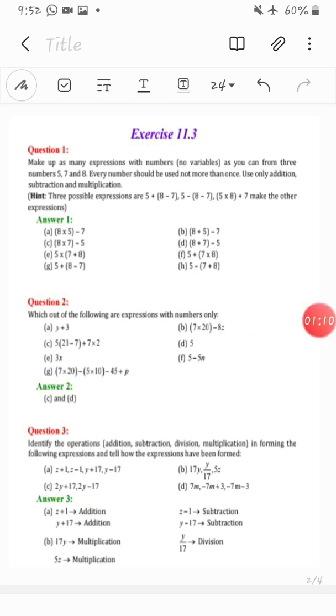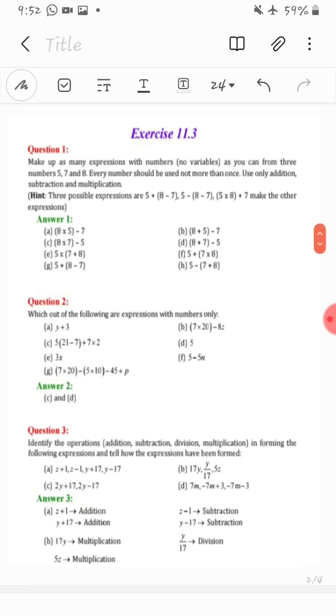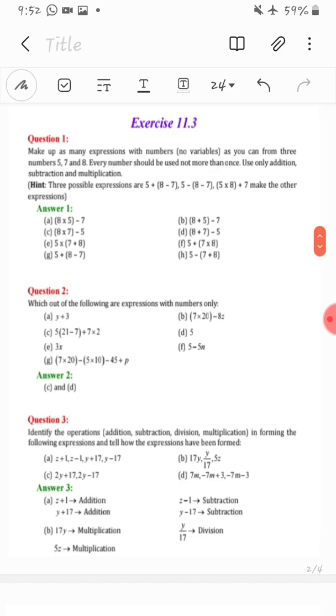Question number 2 is given: which out of the following are expressions with numbers only. So here are some expressions. We have to find the expressions using numbers only, with no variable. The first one, a, y plus 3. As y is a variable, I already mentioned, from a to z all are variables, so it is not the correct answer. Then b, 7 into 20 minus 8z. Here z is a variable, so it is also not an expression with numbers only.